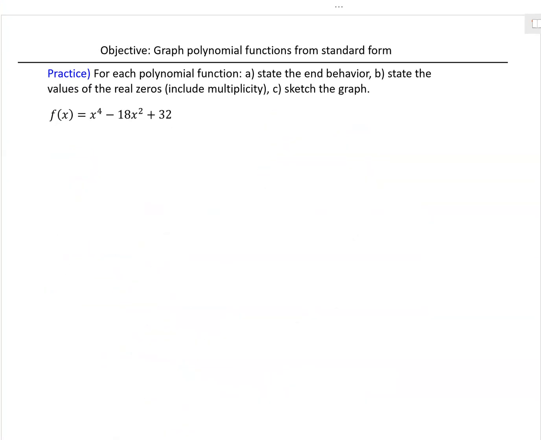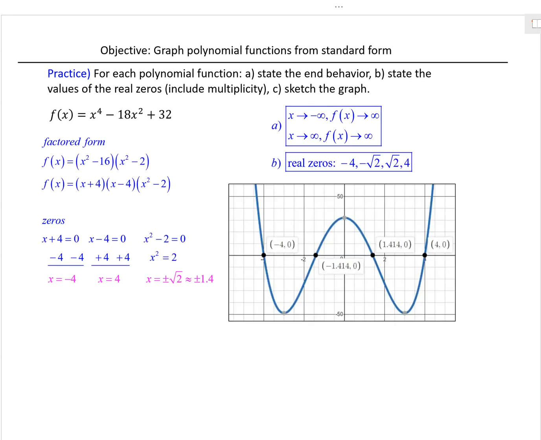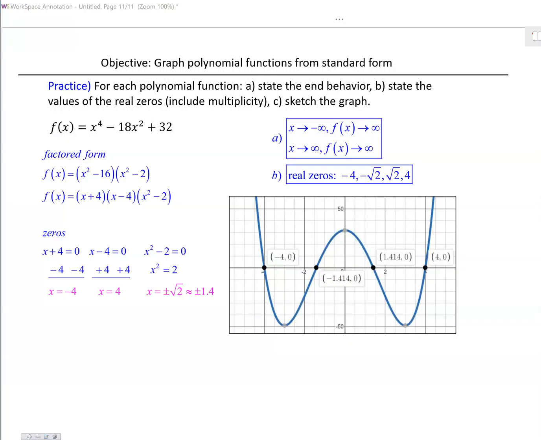All right, here's another practice problem to try. Let's take a look at this one now. So here our first term is x to the 4th, so it's an even degree. 4 is an even number, so both ends go the same direction. And the coefficient is positive 1, so that tells us both ends go to positive infinity, which is what we're seeing right there, and we can see it here in our graph.